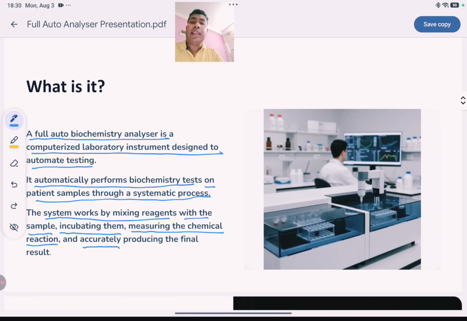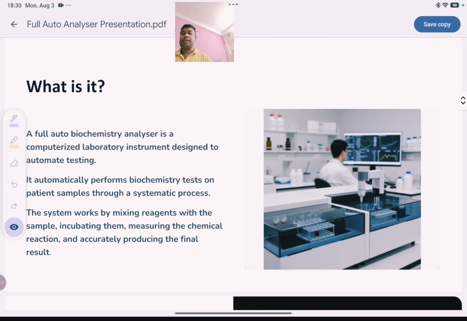so the main thing in a fully automatic biochemistry analyzer is we have to just provide the sample to the machine, and then the system will mix the reagent, incubate them, measure the chemical reaction, and provide us the result automatically. Okay, now we will go to the next slide.